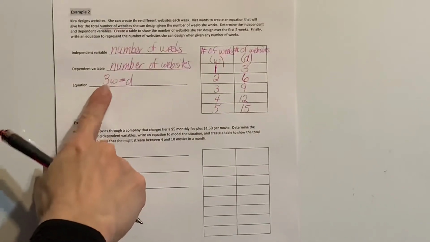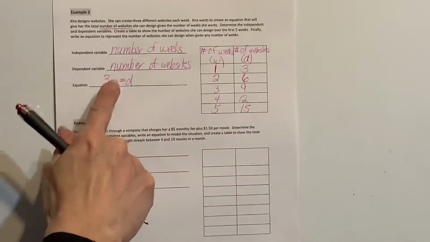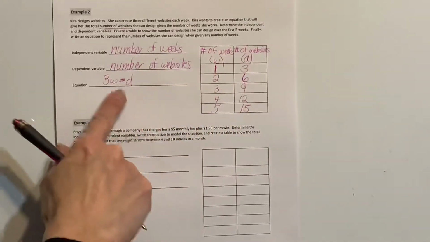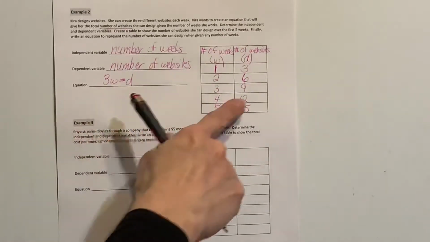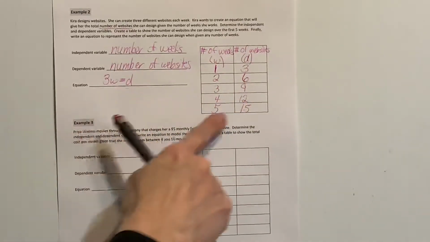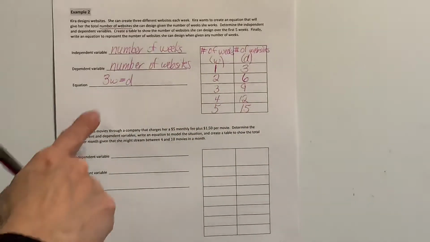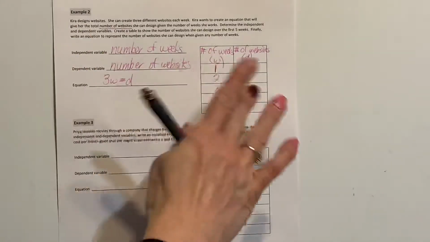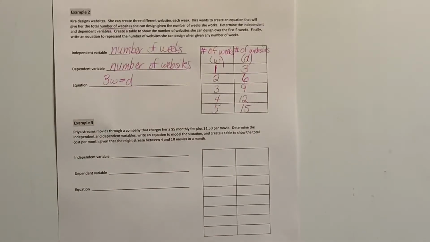So let's make sure this works. So I've got 3 times W. If I plug 1 in here, 1 times 3 gives me 3. 2 times 3 gives me 6. 3 times 3 gives me 9. 4 times 3 gives me 12. And 5 times 3 gives me 15. So this equation works the way I have it written. So we used the relationship of the independent and the dependent variable in order to write the equation.